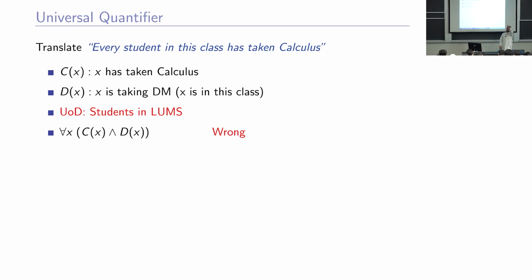Wait, yes, somebody raised hand there? Okay, what are you saying? I was saying the statement is false. Why do you think this statement is false? The universe of discourse is all students in LUMSx. So if a student from SAS has taken calculus, he's not taking D x, so C x is true, but D x is false. Yeah, so that's what I was telling.